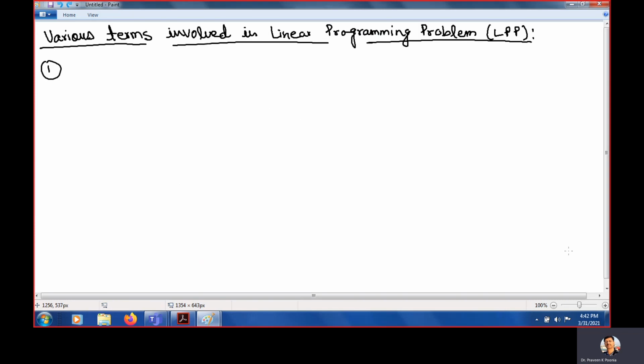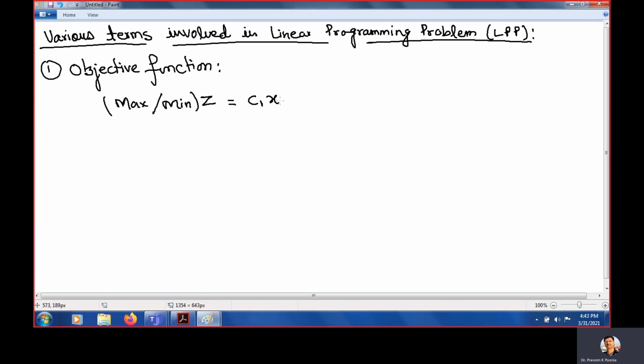Before I start linear programming problem, there are various terms that are involved in the LPP, the short form of linear programming problem. What is the first term? First term is objective function. What do we do in objective function? Objective function is denoted by Z, and there are two things we are doing. Either we are maximizing Z or we are minimizing Z. Z is equal to C1x1 plus C2x2 plus C3x3.